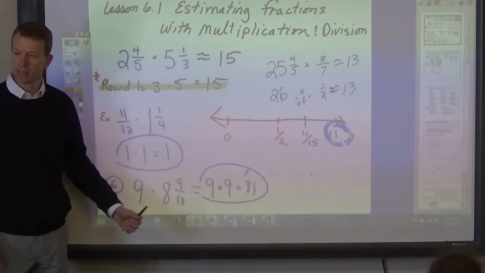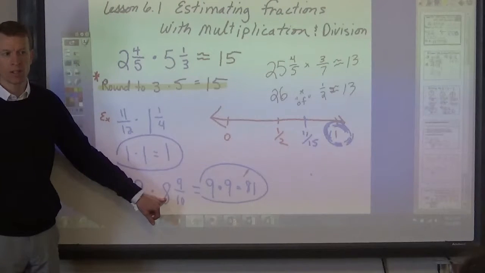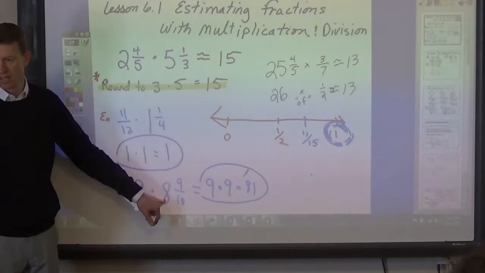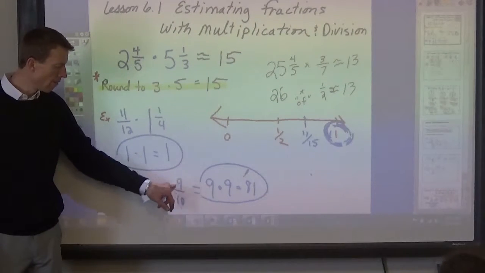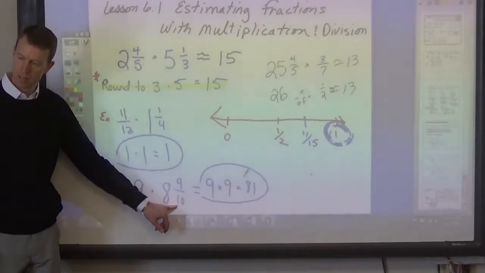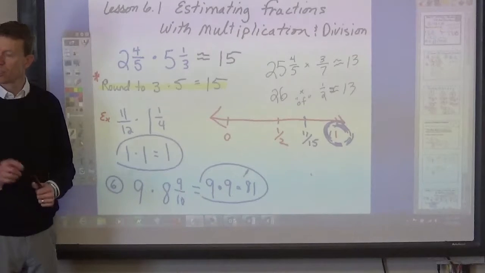Eight and nine tenths is actually closest to what? You want to either round to 8 or to 9. The fraction, 9 tenths, pushes it up. 9 out of 10 is really close to 1.